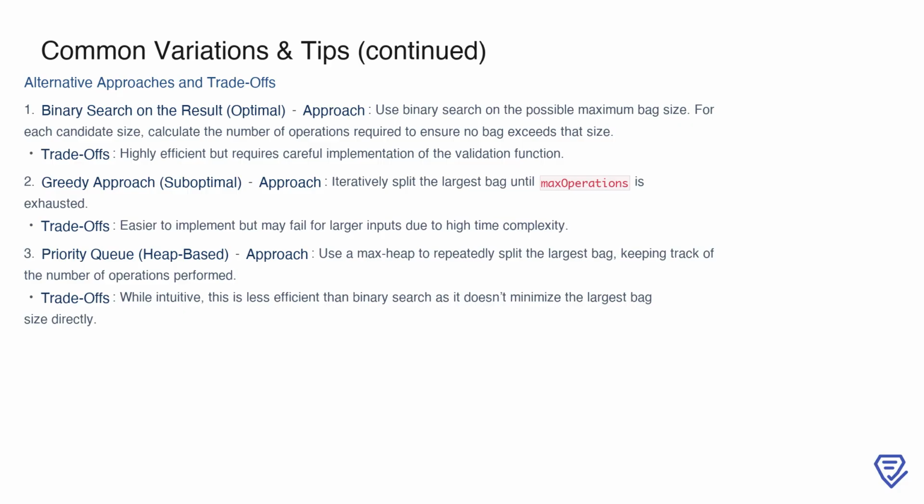A simpler but less effective approach is a greedy strategy, where you iteratively split the largest bag until max operations is exhausted. Although easier to implement, this approach is not scalable for larger inputs due to its high time complexity. Another option is using a priority queue or heap-based approach, where you repeatedly split the largest bag while tracking the number of operations performed. While intuitive, this method is less efficient than binary search since it doesn't directly minimize the largest bag size. Considering these trade-offs will help you determine the most appropriate approach for the given constraints.